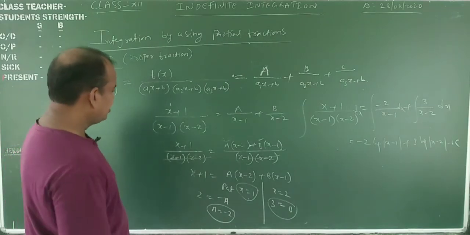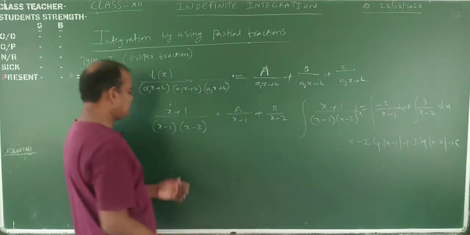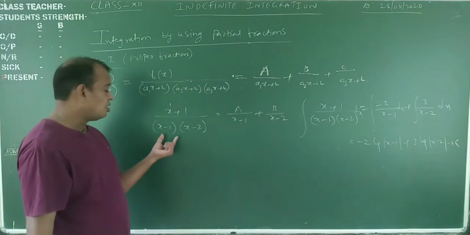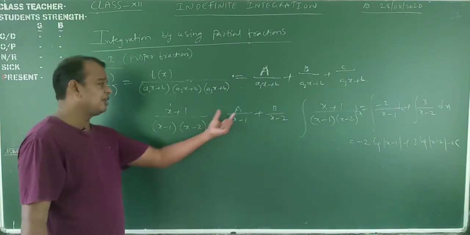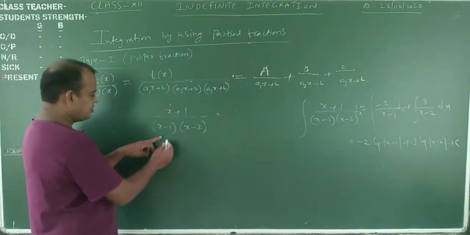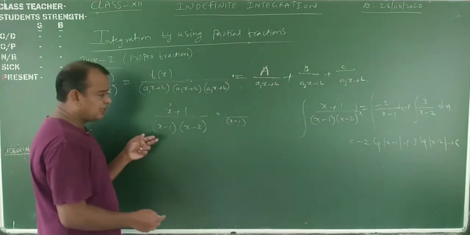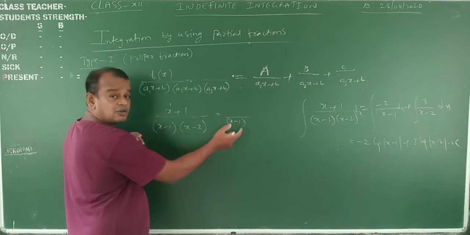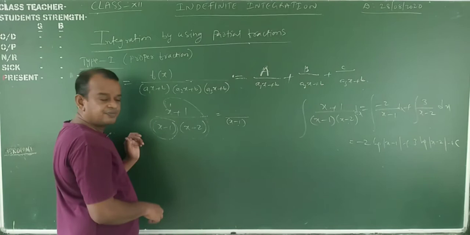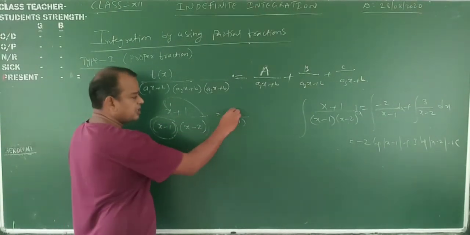Suppose it has one shortcut method. Same way, the a and b values. Whenever the factors are non-repeated linear factors, directly we can find the values of a and b. How to? First we write the first linear factor, non-repeated. This is x minus 1. Whenever it is 0, x is equal to 1. Substitute x equal to 1 in the other factors, means you substitute here: 1 plus 1, 2 by 1 minus 2, minus 1. 2 by minus 1 means minus 2.